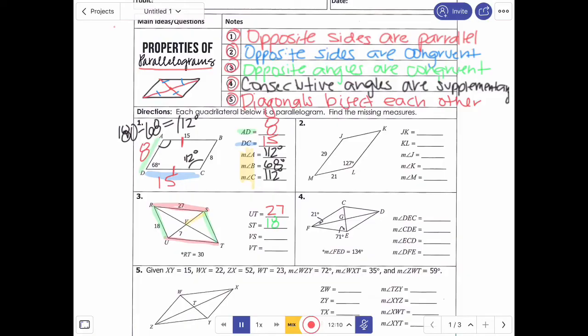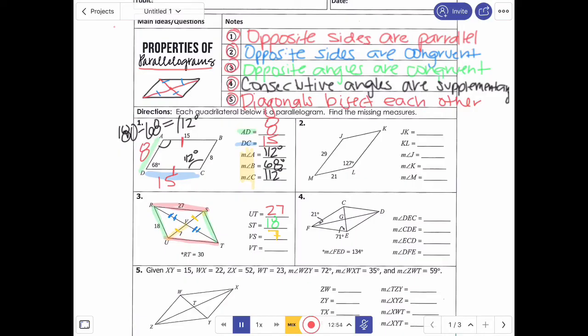Now VS is part of this whole diagonal, okay? And I know that UV is 7, so just this part of the diagonal is 7. The diagonals are bisecting each other, so that's creating these congruent with each other, and then these guys are congruent with each other. So if I know that UV is 7, that means that SV also has to be 7. Or VS, however you want to look at it.